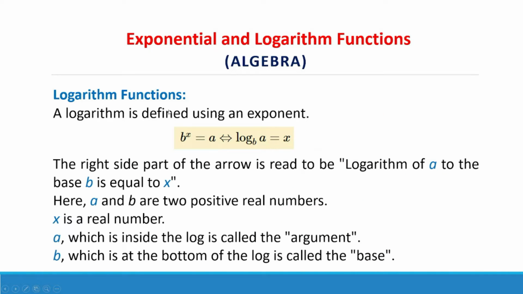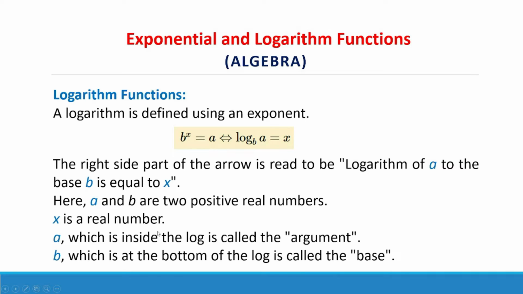Logarithm functions. A logarithm is defined using an exponent. b exponent x is equal to a. And in terms of logarithm, log of a with base b is equal to x. The right side part of the arrow is read as logarithm of a to the base b, and it is equal to x. Here, a and b are two positive real numbers.